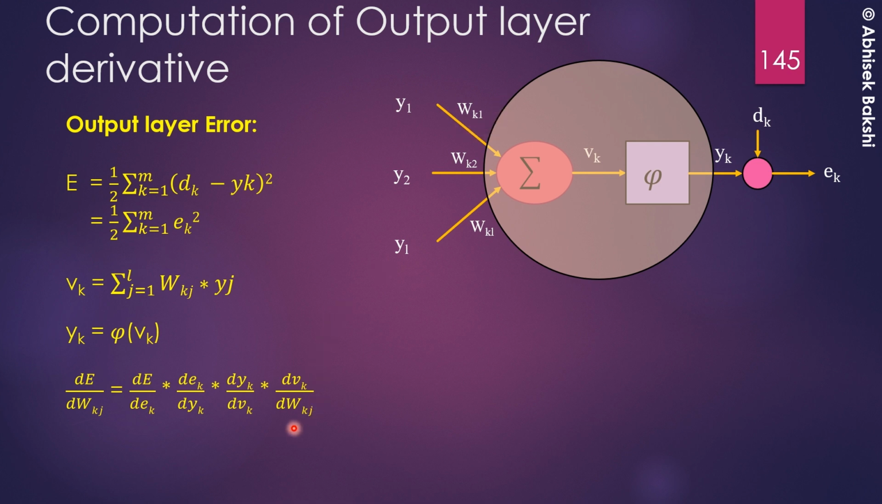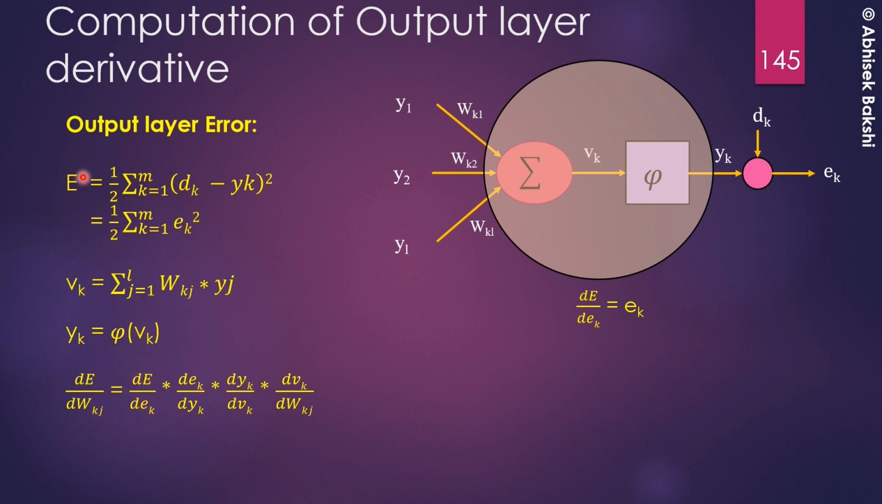So dvk by dwkj, if you just cross out all this numerator and denominator, you will get d as numerator and dwkj as denominator, right? So what we will do, we will try to find out the expression for each and every part of this chain rule, and then we will just multiply that. If we are able to do that, we can get the expression of derivative of error with respect to derivative of wkj. Let's see.